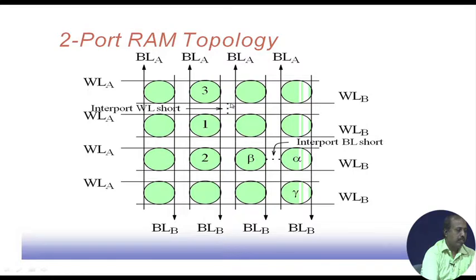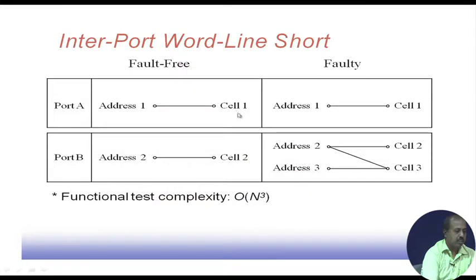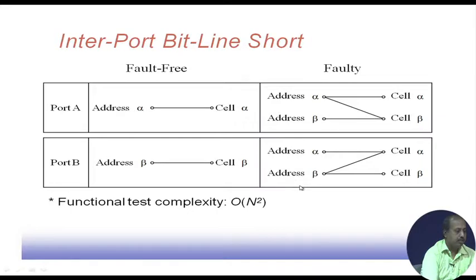So, this word line B is shorted with word line 2. When it is trying to access cell 2, it is also accessing cell 3. That way the complexity will of course become big O n cube. Their complexity is high, but this may be the situation.